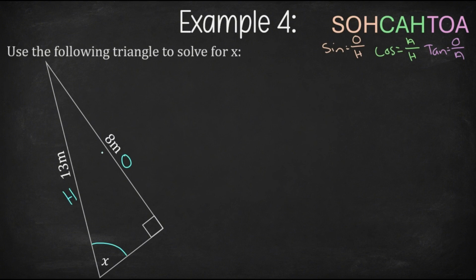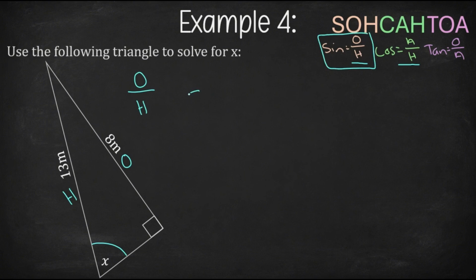Now remember, in one of the previous examples, I showed you that the hypotenuse always forms part of the denominator in two of our trig ratios. Therefore, I know that the trig ratio I'm going to use is going to be either the sine or the cosine ratio. But let's have a look. We've got this 8 meter, which is the opposite side, over the hypotenuse. And that means we will be using the sine ratio.